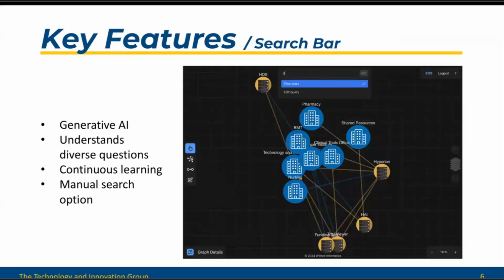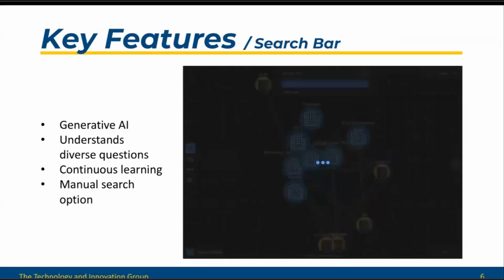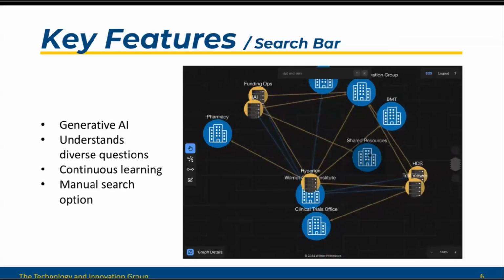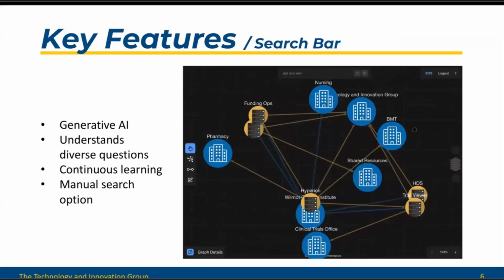The benefit of this system is that it's able to understand a wide range of questions. In the video example, the user typed in department and server, but they spelt it really incorrectly, and the system was still able to understand what they meant and automatically translate that into a query.